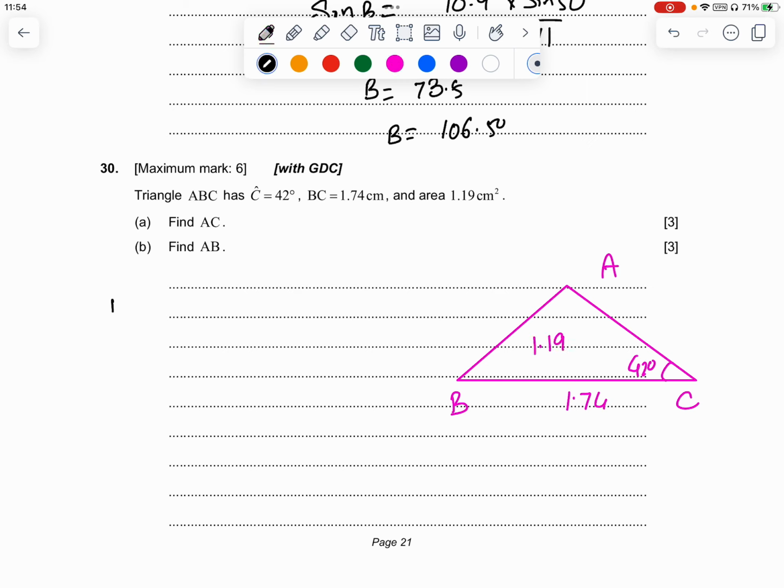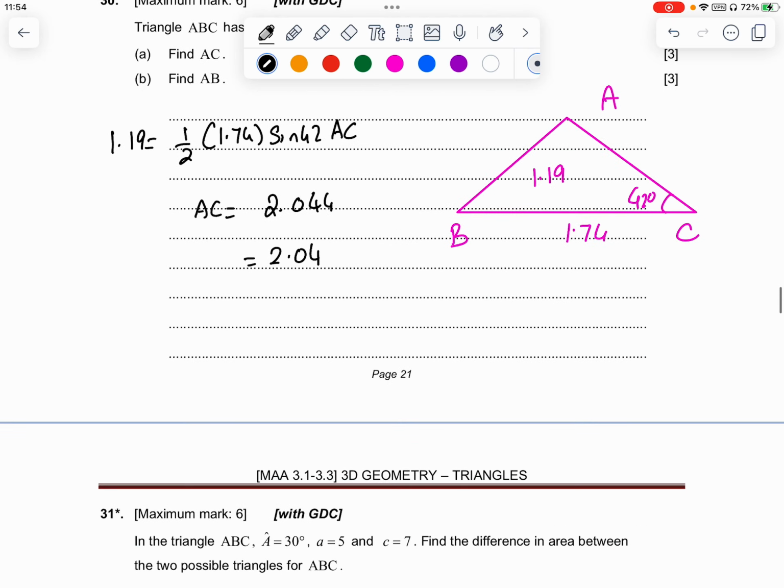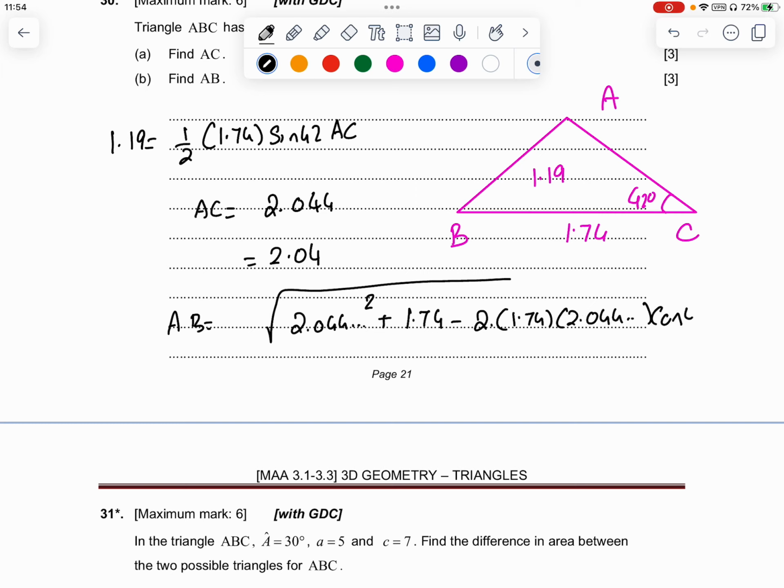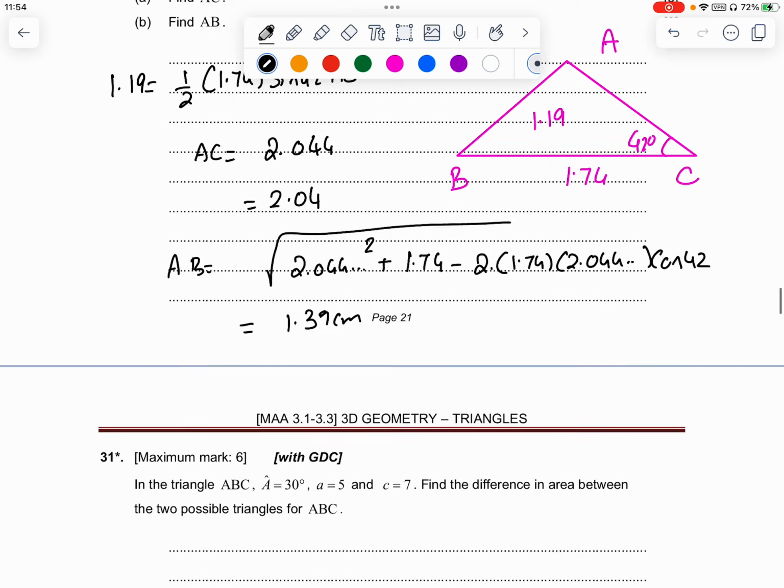So 1.19 equals to 1 upon 2 times 1.74 times sine 42 times AC. This gives me AC value 2.044 or 2.04. Next find AB. So AB equals to square root of 2.044 squared, take full calculator display, plus 1.74 squared minus 2 times 1.74 times 2.044 and so on, cosine 42. Simplify that, you should be getting 1.39 centimeters.